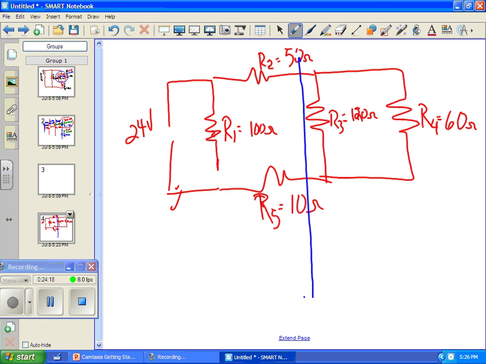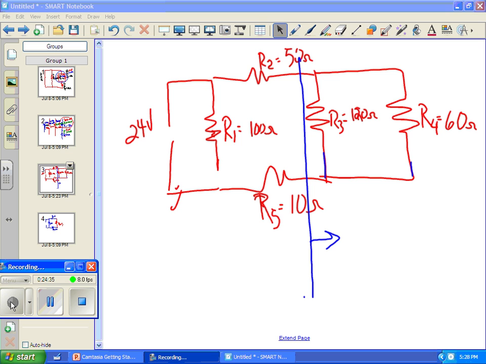And everything to the right of here is one equivalent series resistor, right? You can see that we're going to take this one and this one, and we're going to put it together, right? Oh, wait a minute. Let me hit pause for a second. I've got to move a slide.